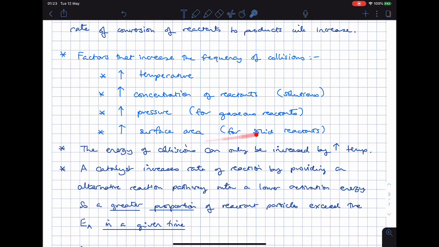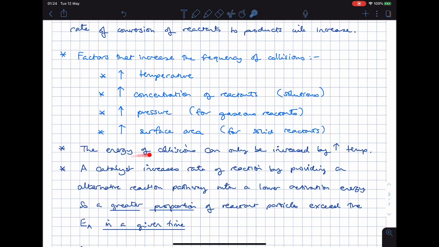And out of these factors, there's only one that increases the energy of the collisions, and that's temperature. So the energy of collisions can only be increased by increasing temperature and nothing else. So increasing concentration or pressure or the surface area of the reactants will not increase the energy of the collisions, but will only increase the frequency of the collisions. Temperature therefore increases the frequency of collisions and the energy of the collisions.